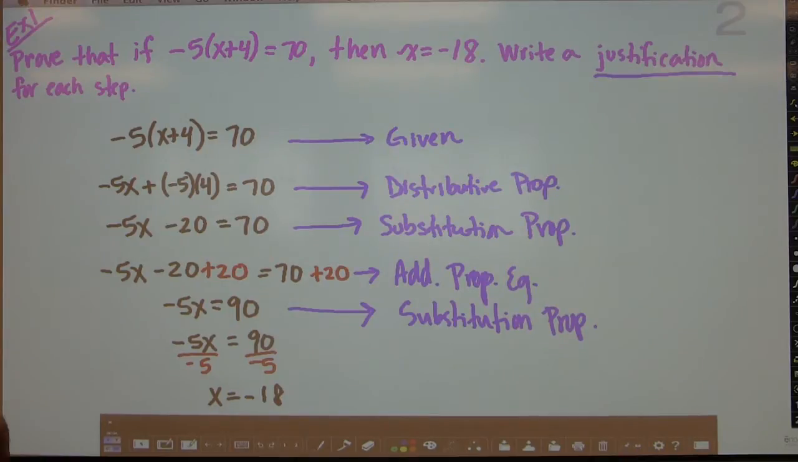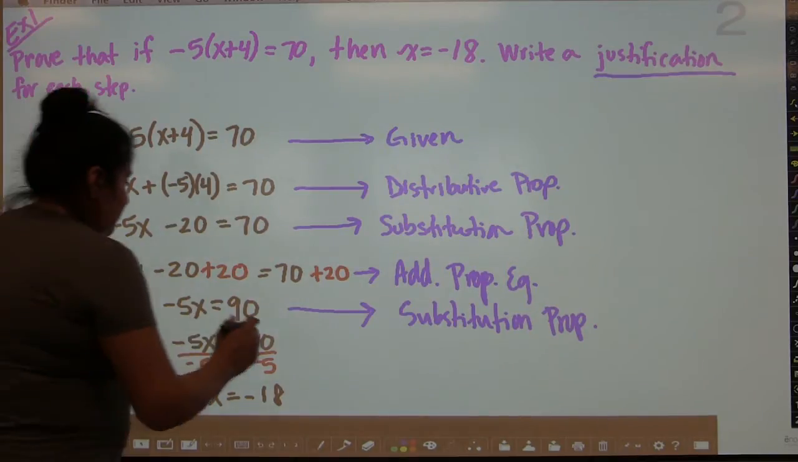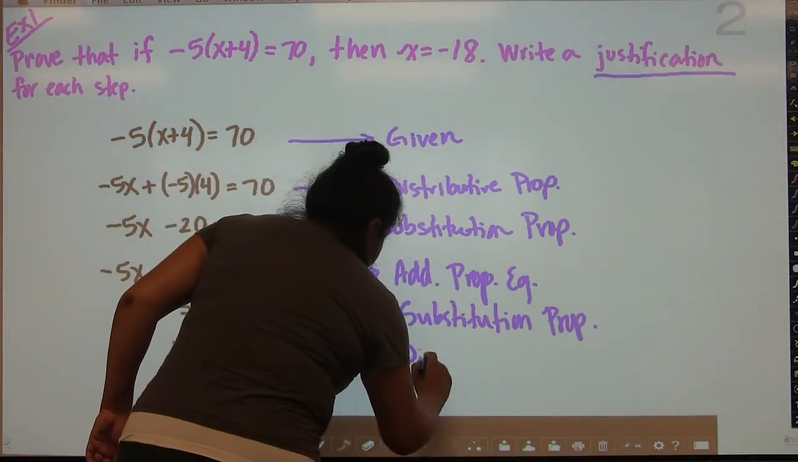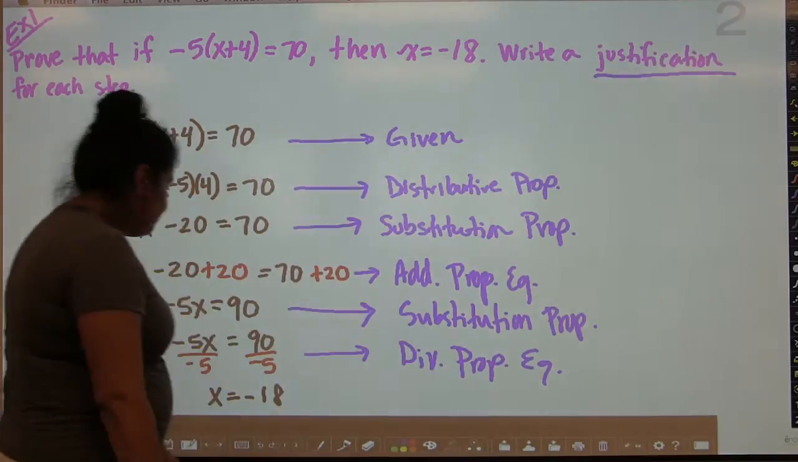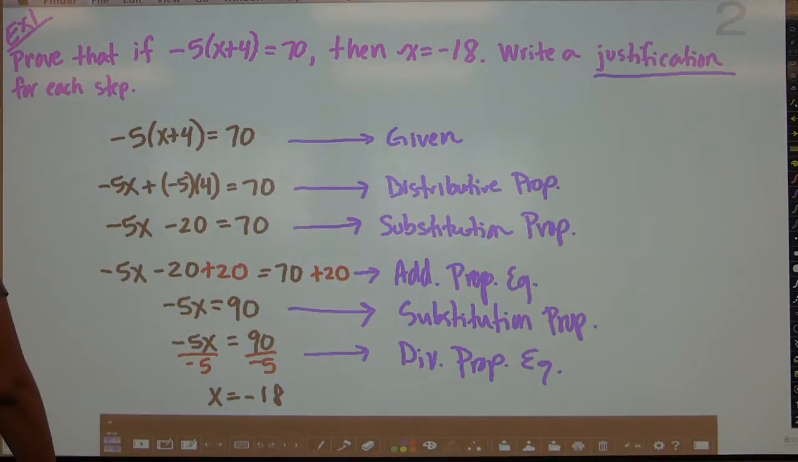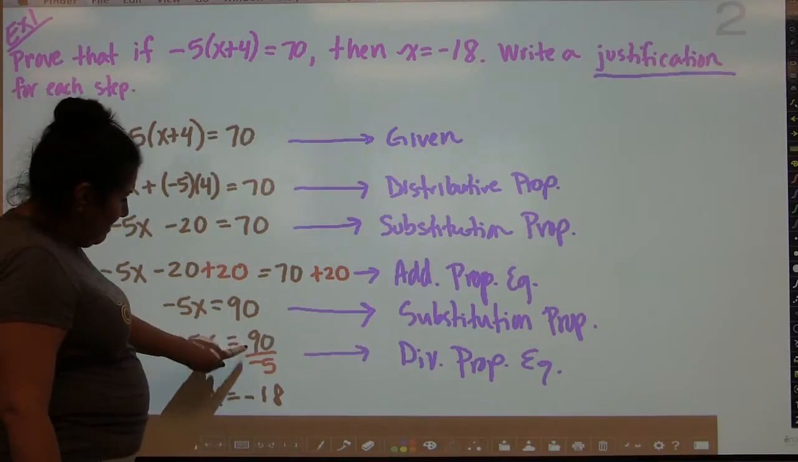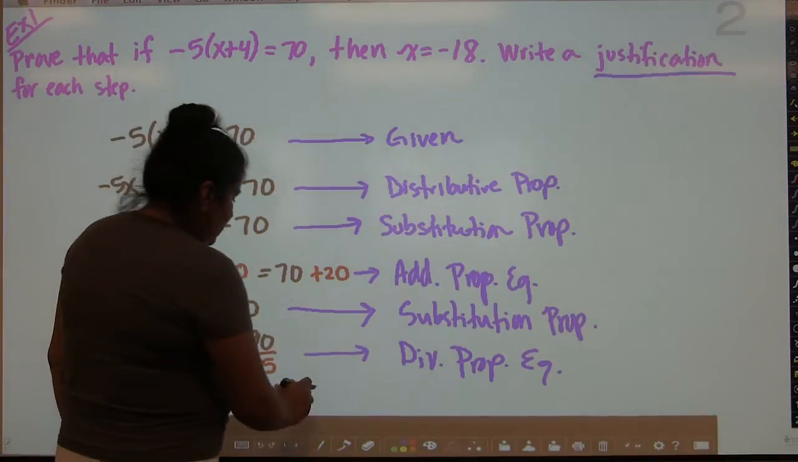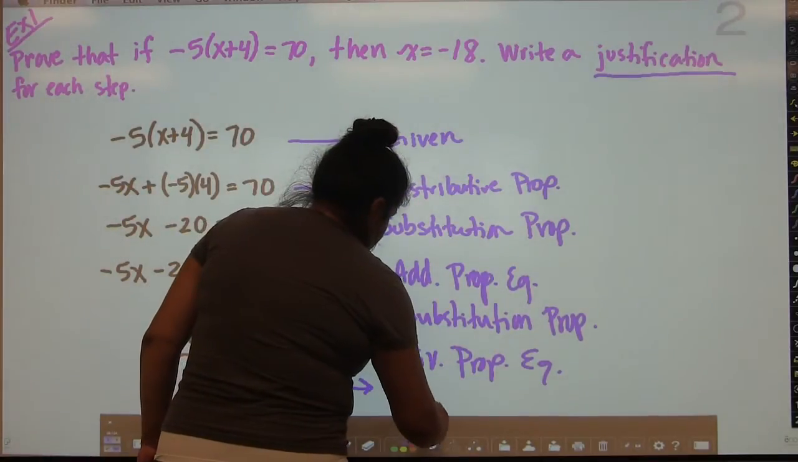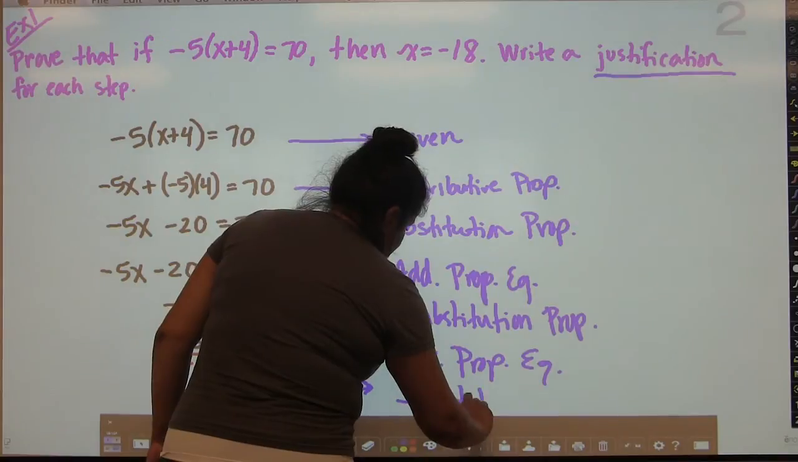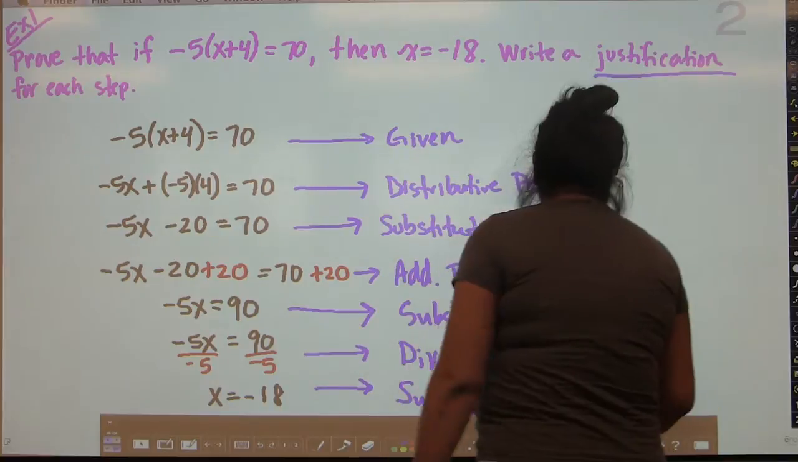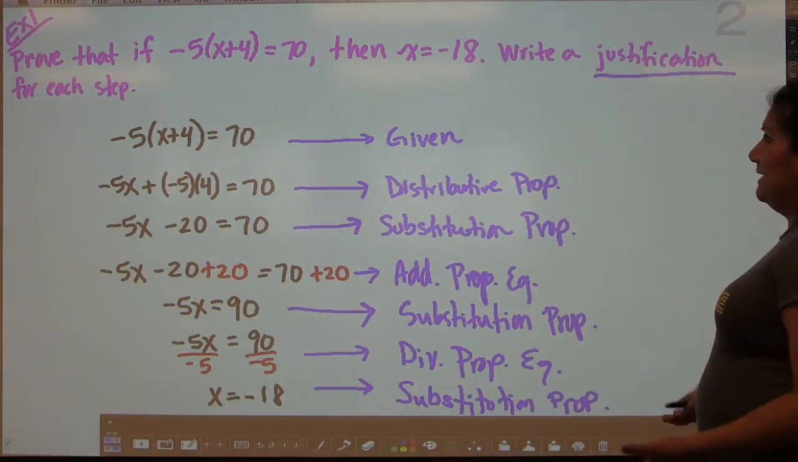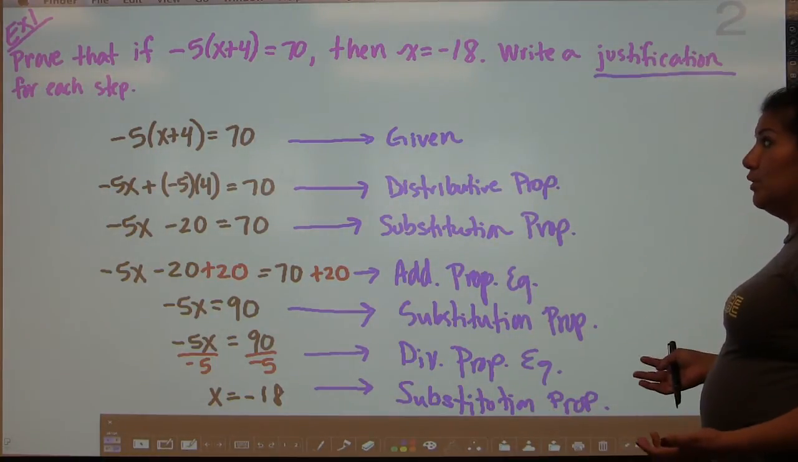Okay, and then in the next step, we're dividing both sides by -5, so that's division property of equality. Division prop EQ. And then lastly, we're going to replace the -5 divided by -5 with a 1. And 90 divided by -5 is -18. And so once again, we have substitution properties. So we have a lot of substitution property.